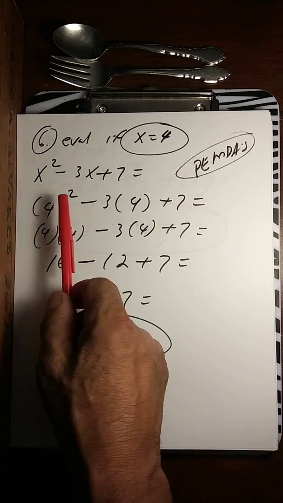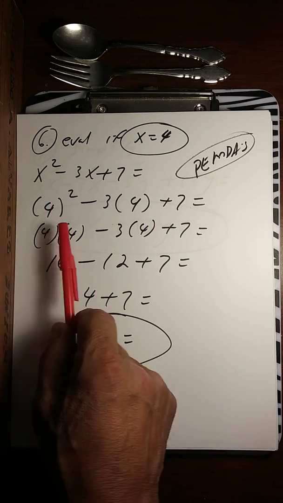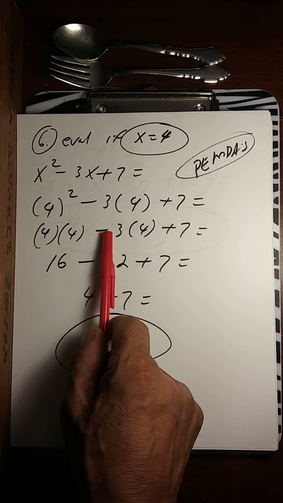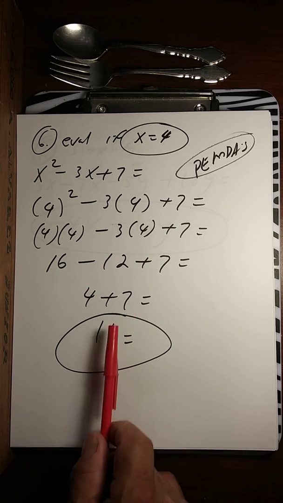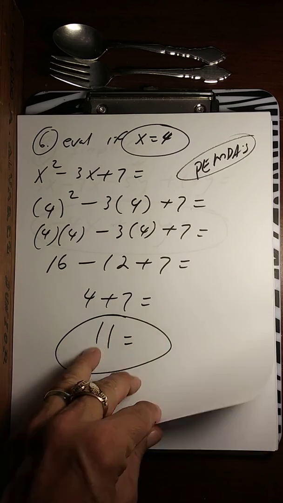Evaluate if x equals 4. So we're going to put 4 in there. 4 times 4 is 16. Negative 3 times 4 is negative 12, and 7. This right here is going to give you 4. 4 plus 7 is 11.